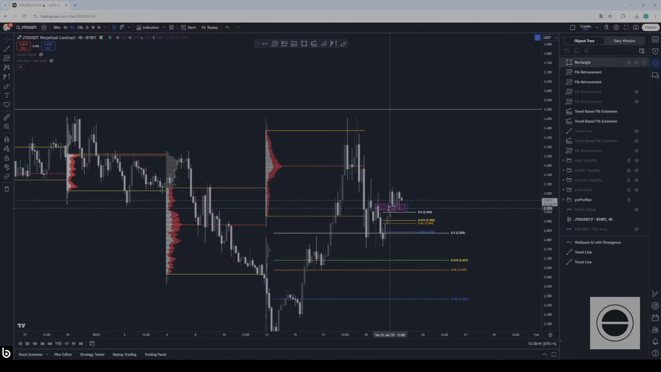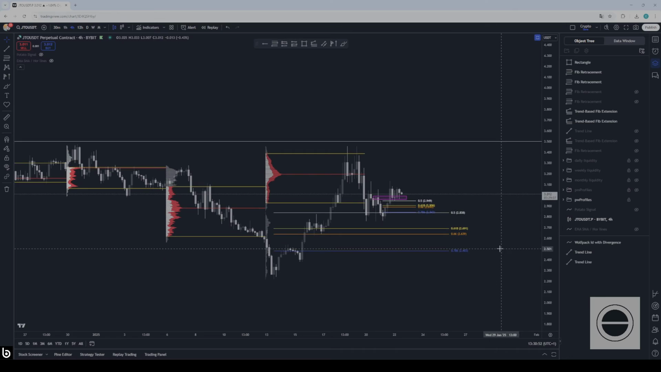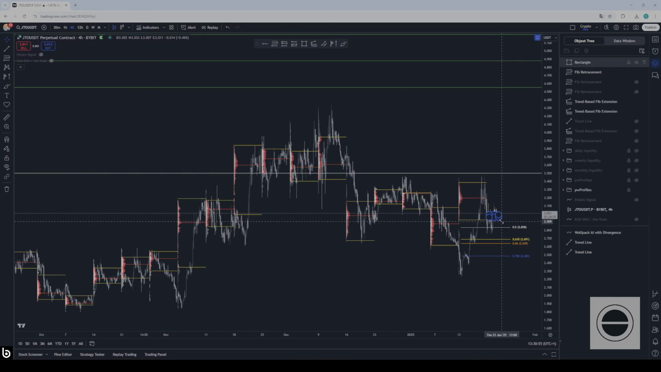I will use this as my local invalidation. I will use this as my absolute invalidation to really take a step back and wait for further developments. But for now, everything looks great. Risking 4%, looking for 50. That's how we want to do it.